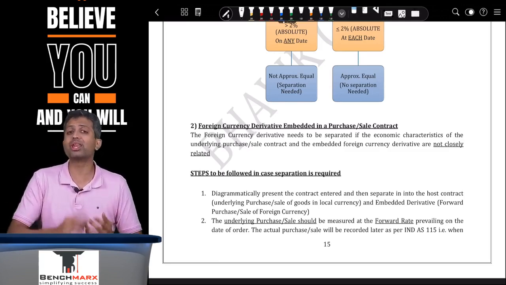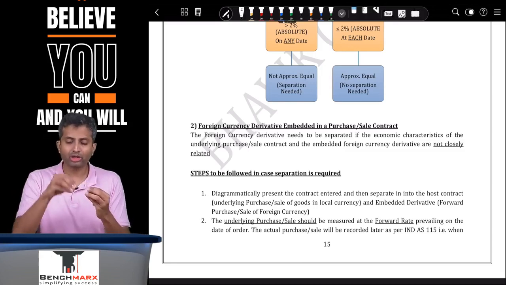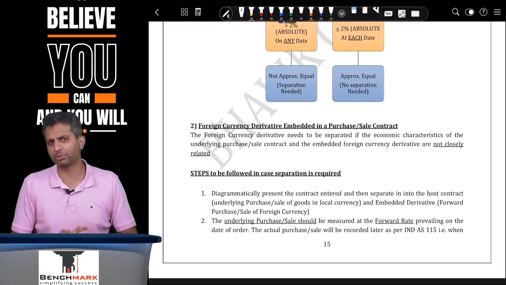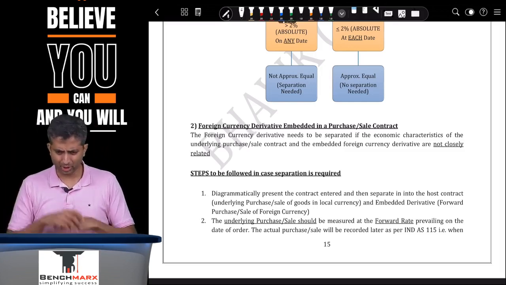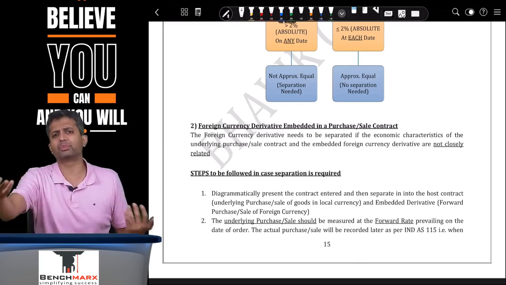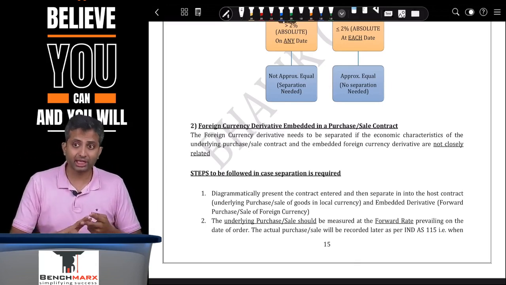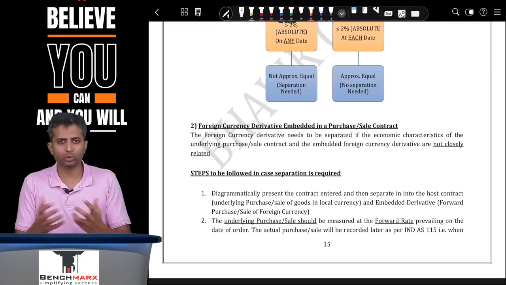So the standard says, when are they not closely related? They're not closely related when the contract is not priced in the currency of one of the parties to the contract. So if I'm an Indian party, the other party is from the US, and the contract is, let us say, priced in yen, then we can say it is not closely related. Secondly, it should not be in the currency which is usually used to price these goods.